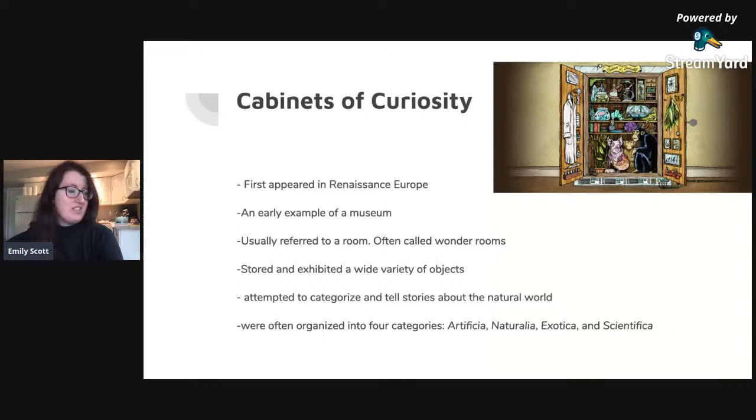This photo right here is actually what you see. Naturalia. This is kind of like a cartoon of natural objects. And then there's exotica, which is exotic plants and animals. And then there's scientifica, which is scientific instruments. So like medicine instruments and things like that. These words here are all in Latin. So that was the origin of the cabinets of curiosity.